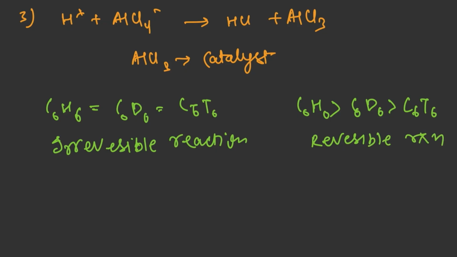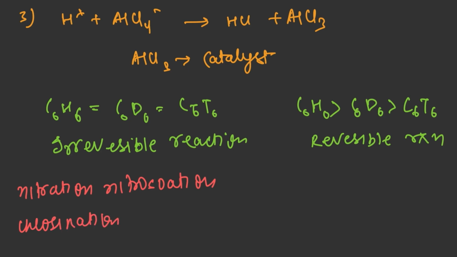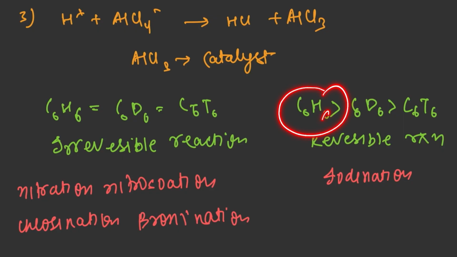Now, which are the irreversible reactions? Like nitration, nitrosation, chlorination, bromination. And what is reversible? Like iodination. It is a reversible reaction. So when we have iodination, the rate of the reaction will be highest in case of C6H6, and it will be less for C6D6 and less for C6T6.